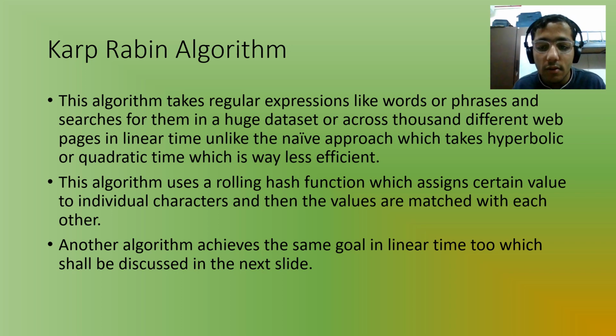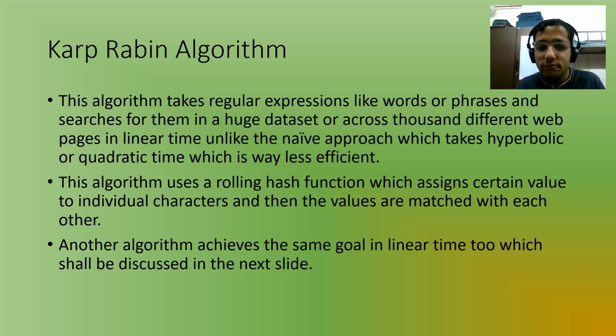Then this achieves this goal in linear time, which is much more efficient. The naive approach is basically just what I discussed in previous slides, where I took the example of C, A, B, A, B, C, and we had to find the pattern A, B, C in there. We checked for each iteration manually. It took time of n into m, where n is the length of the pattern and m is the length of the text to be searched.